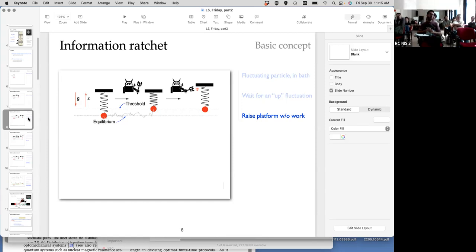And it kind of seems like we're raising this particle, we're lifting a heavy mass up, but we're not doing any work on it, right? Because it's just the thermal fluctuations that lift it, and then we respond in a way that doesn't do any work. Yeah. So it looks like we're extracting energy from the bath and storing it like work.